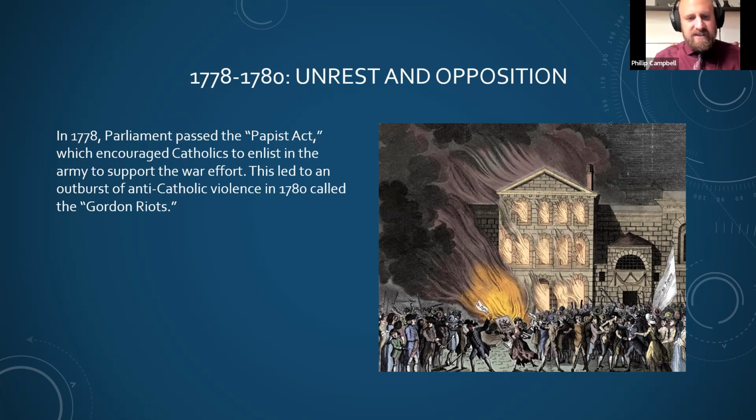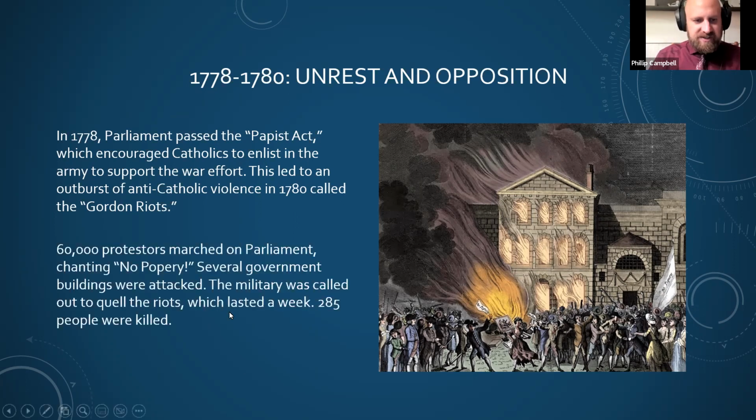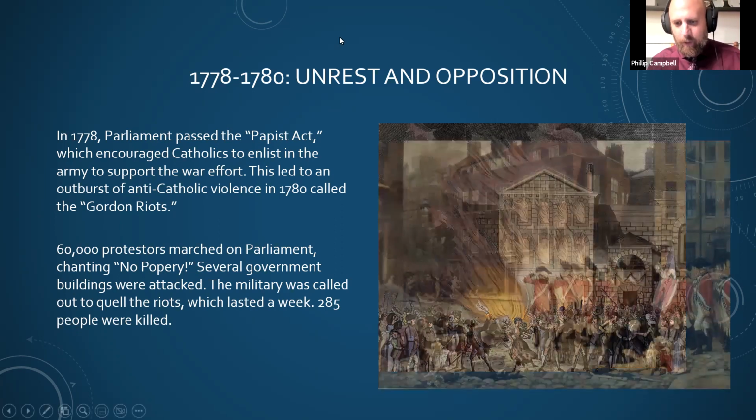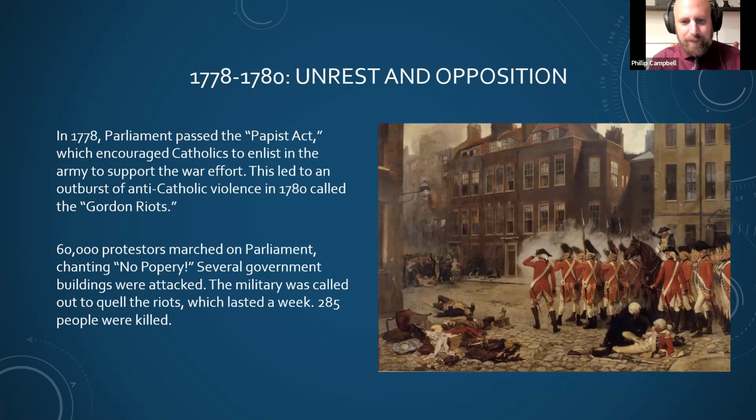So this led to the Gordon Riots. 60,000 protesters marched on Parliament chanting "No Popery." Several government buildings were attacked. The military had to be called out to quell the riots, which lasted a week, and 285 people were killed. The military was trying to put down this mob that had actually attacked Parliament buildings and set fire to government buildings over opposition to Catholics serving in the British Army. This is pretty astonishing.